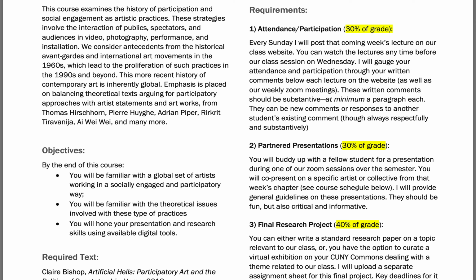But these presentations, I don't want them to be stilted and overly academic. They should be informative and critical, but I want them to be kind of fun. And I want them to facilitate discussion. Okay, so there will be more on that. I'm going to give you tips, although I think you have a general idea of what it'll be like. One of the presenters will share their screen, will have a PowerPoint that both presenters will have worked on, and you're going to go back and forth presenting the information on the artist or the collective that you're dealing with, and trying to get people on Zoom to, in some ways, participate in the discussion.